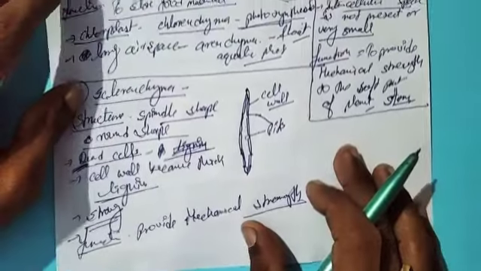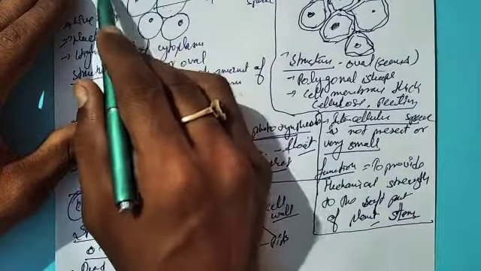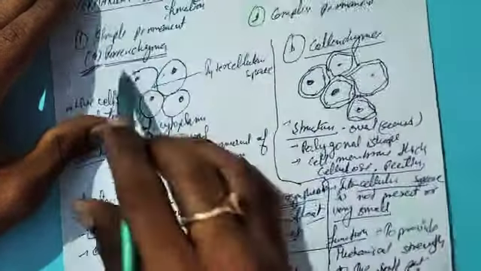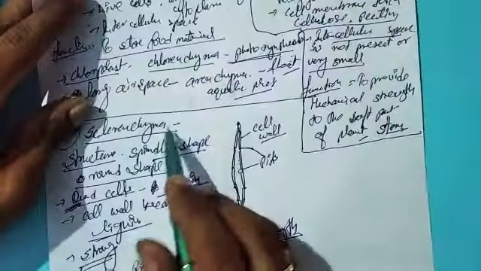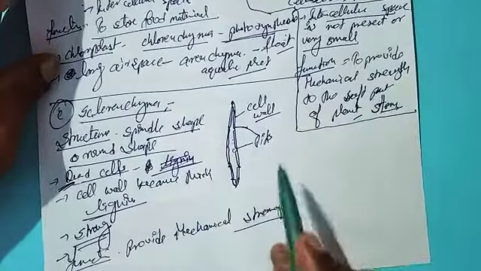So now we have easily studied the simple permanent tissue. There are three types: parenchyma, collenchyma, and finally sclerenchyma. Okay, in our next video we will study the complex tissue.